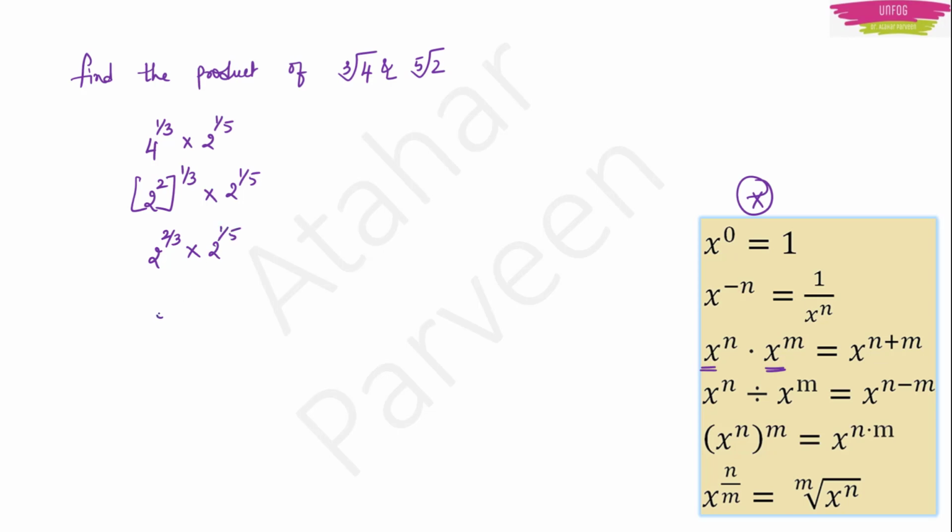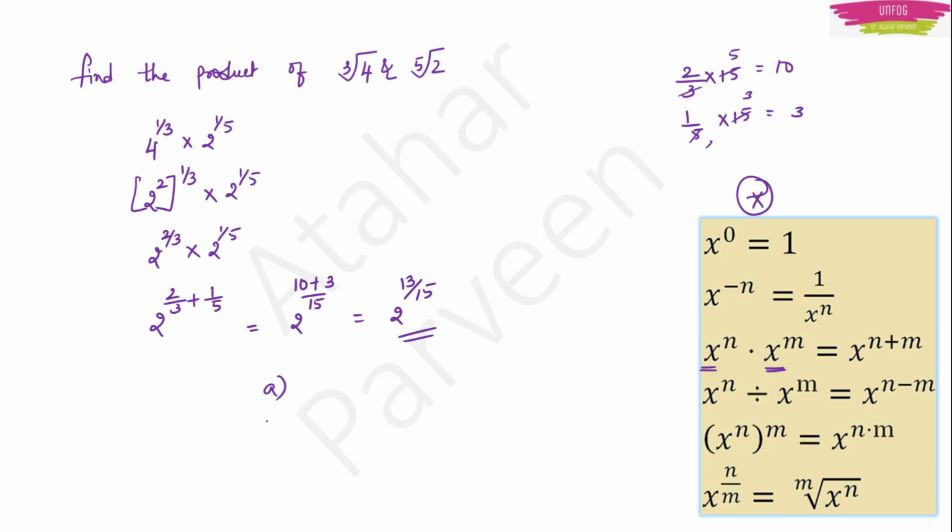I have common bases, so I can add the powers. 2 by 3 plus 1 by 5. My LCM of 5 and 3 will be 15. So I will have 15 in the denominator. In the numerator, I will do it like this, right? 2 by 3 into 15, again 1 by 5 into 15. So 3 fives are 15... 3 ones are, 5 twos are 10, 5 ones are, 5 threes are, this will be 3. So here I will write 10 and here I will write 3. So this will be 2 to the power 10 plus 3 by 15, that is 13 by 15. This will be my answer.